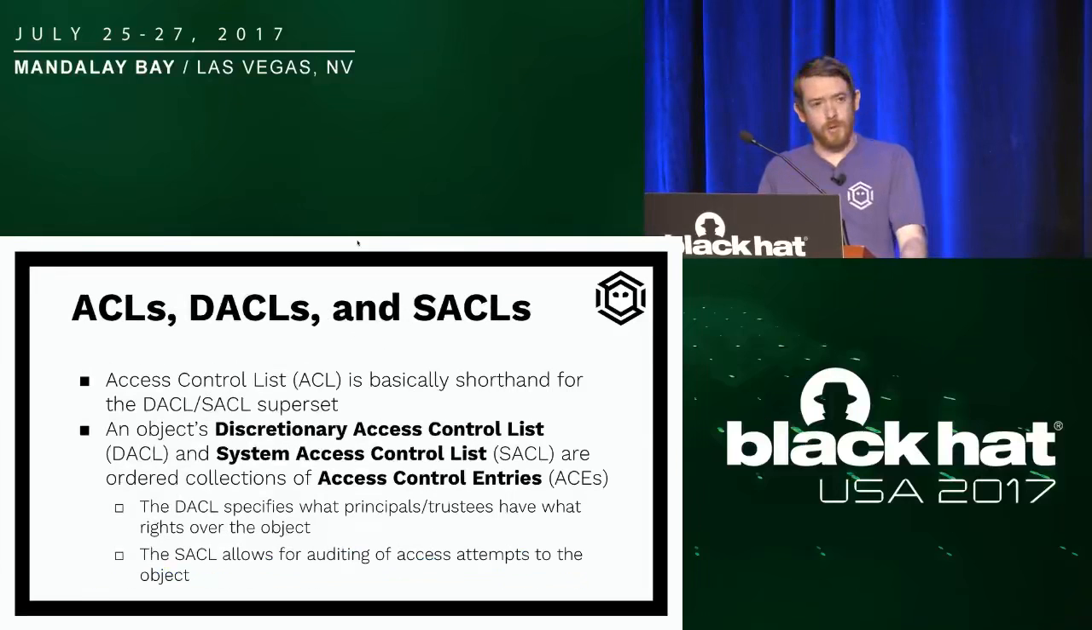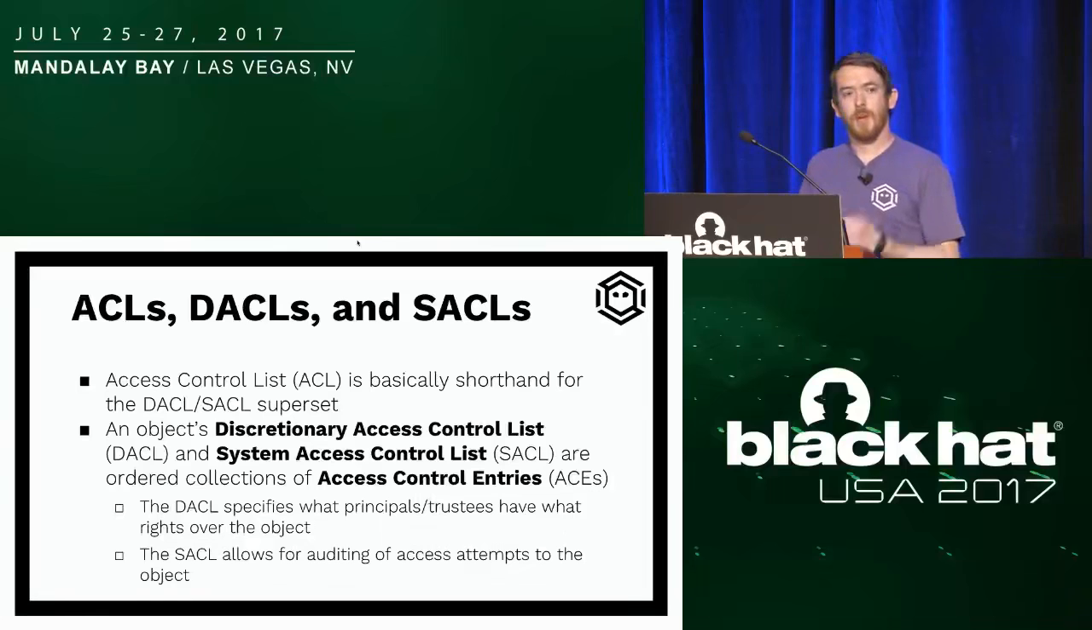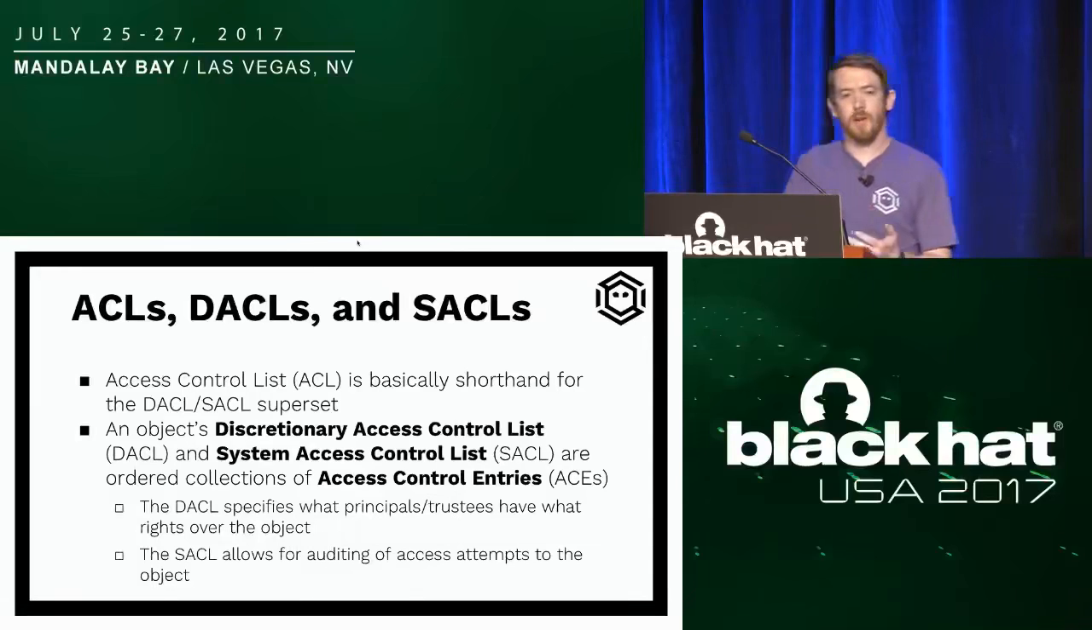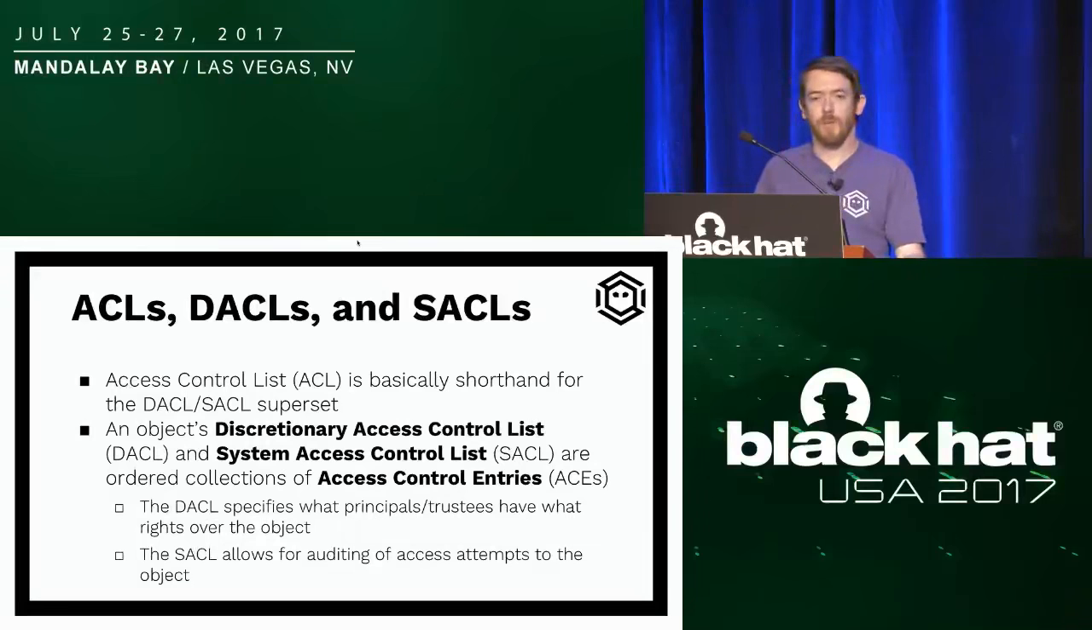A lot of people use these terms interchangeably. We use ACL and DACL interchangeably, but the access control list is actually the superset of the SACL and the DACL. The DACL being the discretionary access control list, and the SACL being the system access control list. It's a pointer to an ordered collection of access control entries, or ACEs, that are stored for the object. So the DACL is what actually defines who has what rights, what principals have what rights over a particular object. So it's just the access control model. The SACL allows for success and failure auditing on accesses to different components of the object, but we're not really going to cover that in this presentation.